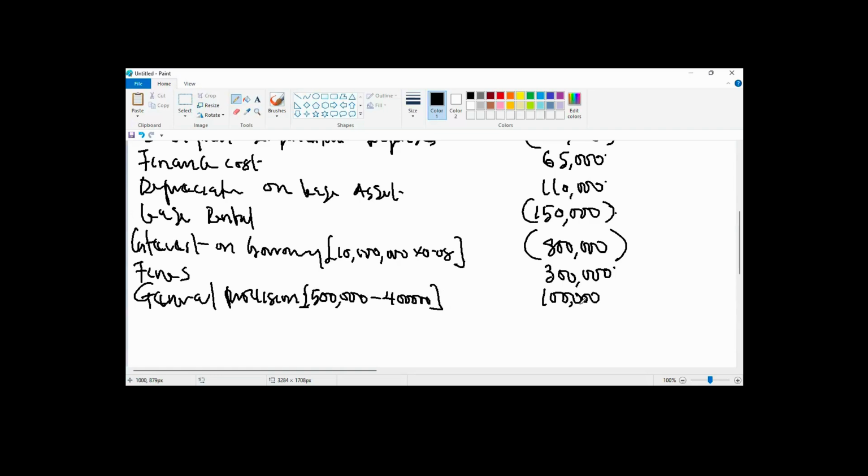The company donated 250,000 to a political party during the year. Donation is not allowable. What do I do to the donation? You add back. It's not allowable.